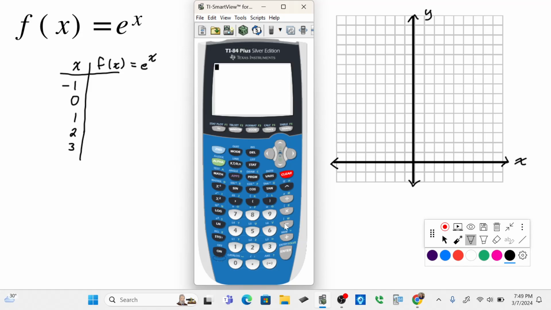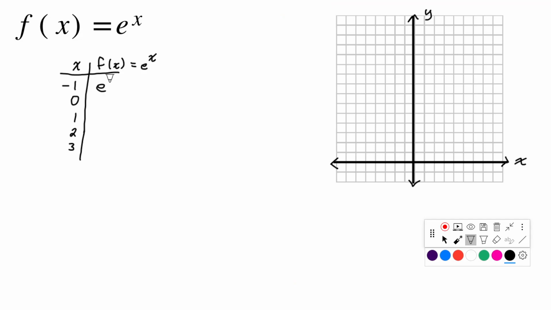E to the negative 1 in my calculator is going to be second natural log. Remember, the negative button is the one below the 3, and we want negative 1. So e to the negative 1 power is approximately 0.368. I'm just going to go out 3 places. So 0.368 for e to the negative 1.